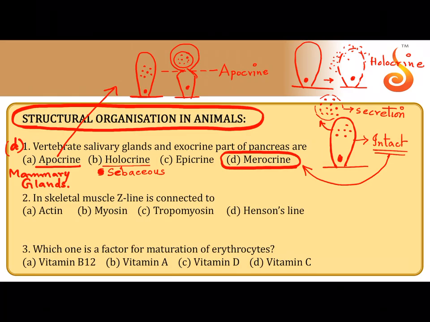Merocrine glands, another name for them is epicrine, or there is another name called eccrine glands. So remember, this is based on what is the fate of the cell once it gives out its secretion.